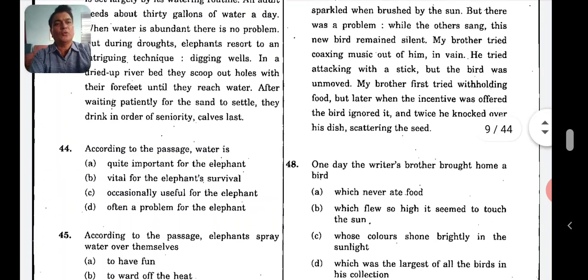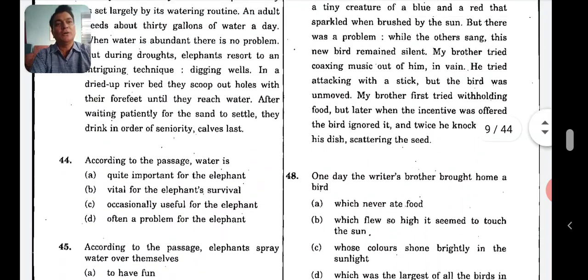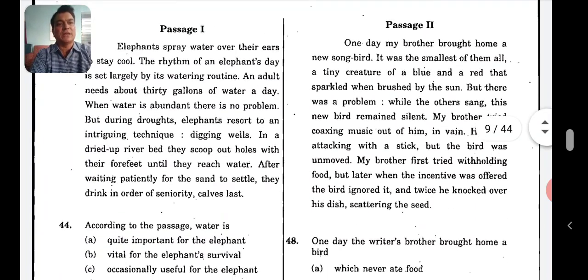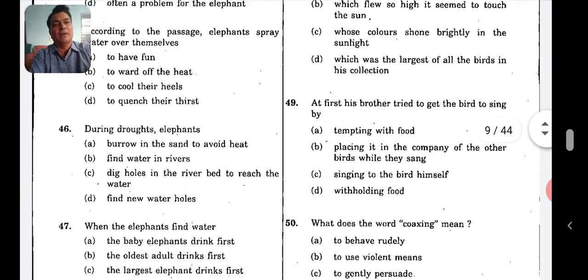Now 48th question. One day the writer's brother brought home a bird which never ate food, which flew so high it seemed to touch the sun, whose color shone brightly in the sunlight. When you read, probably you must be quite sure that C is the answer. Now here you can infer from the second sentence. A tiny creature of a blue and a red that sparkled. So the right answer is C, whose color shone brightly.